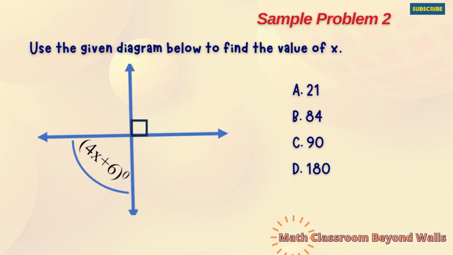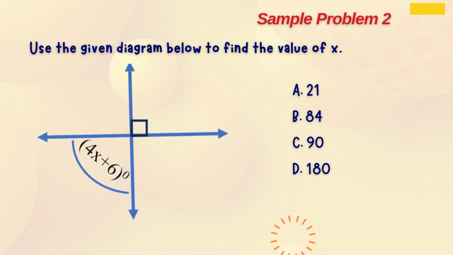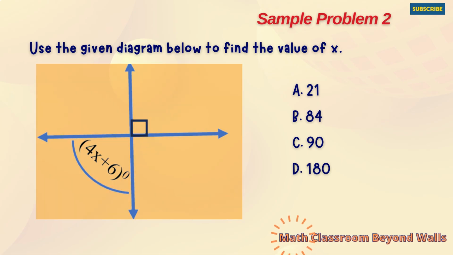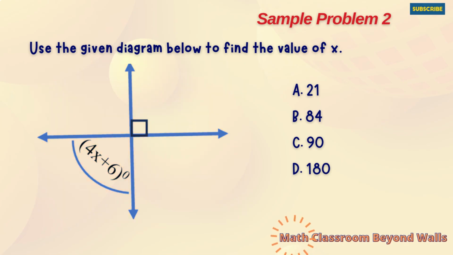As usual, we begin by reading the whole problem and may read it several times when needed to know what we're looking for, to determine what are given, and to figure out how the given information helps find what we're looking for. Okay, what is the problem asking, learners? Here, the problem is asking us to find the value of x. What are given? We're given a diagram having intersecting lines with angles formed at their point of intersection. We're also given an expression for the measure of the angle.